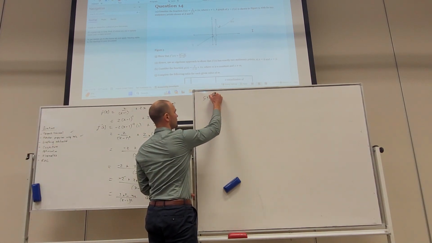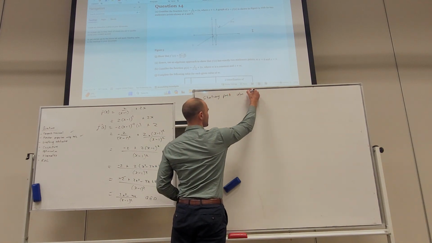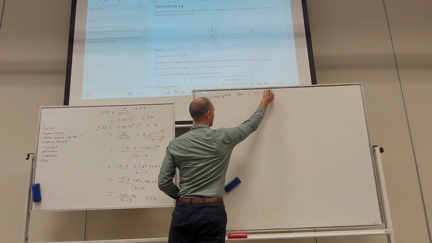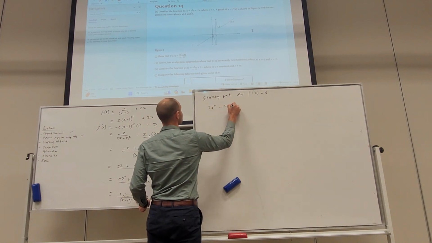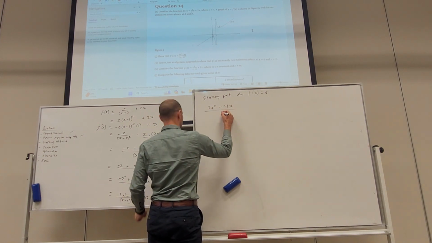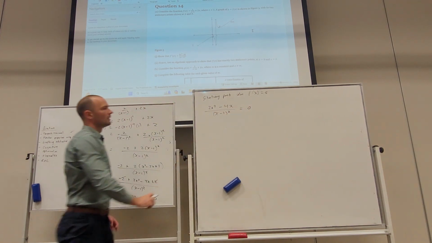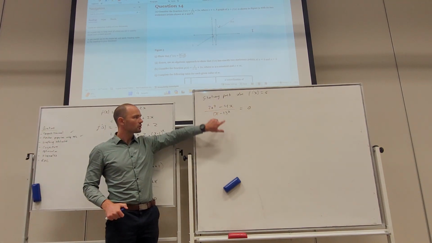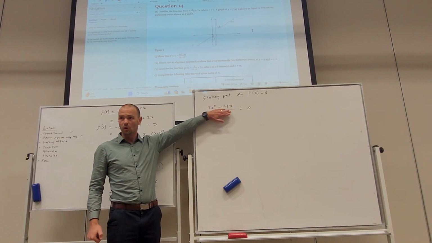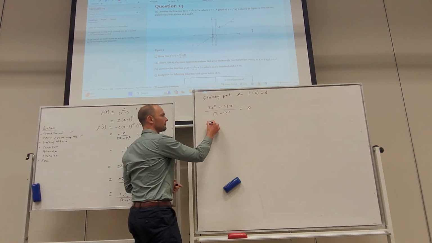So we go, stationary points when f dash of x is 0, so that means 2x squared, take 4x, on top of (x - 1) squared, equals 0. Alright, that's the first part, that's what we're trying to solve. Now, because it's a rational function equal to 0, we're only considering the numerator. We completely disregard the denominator.